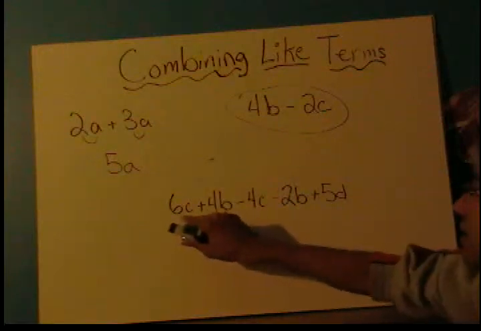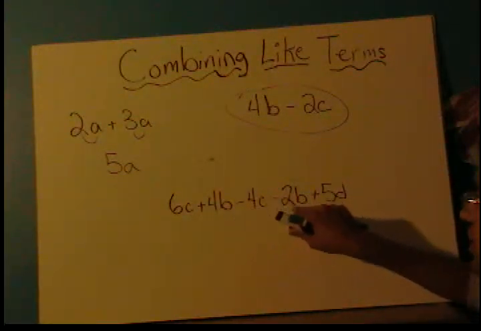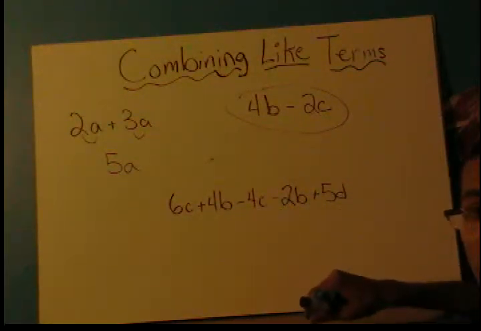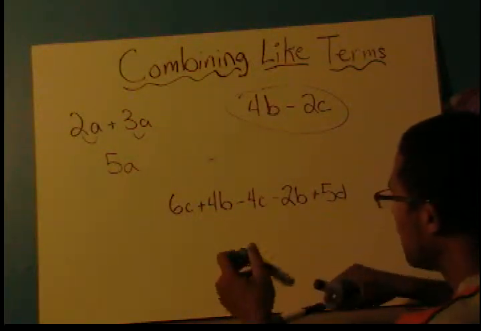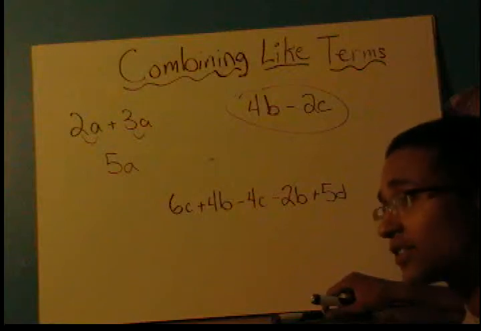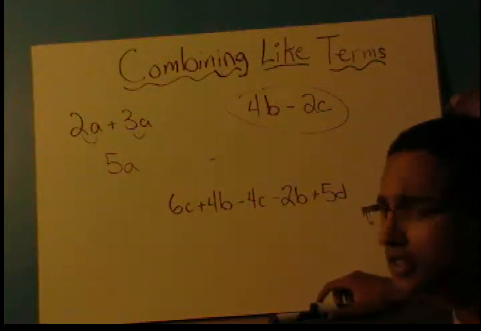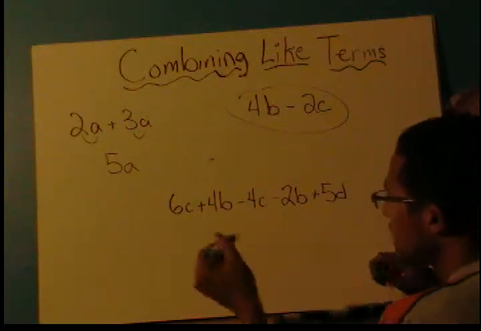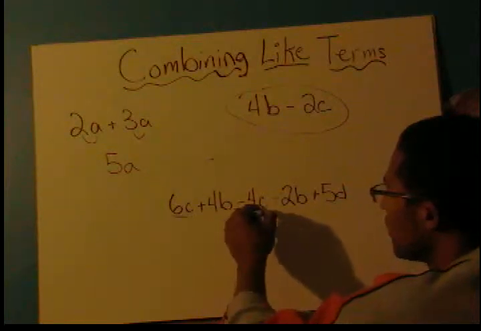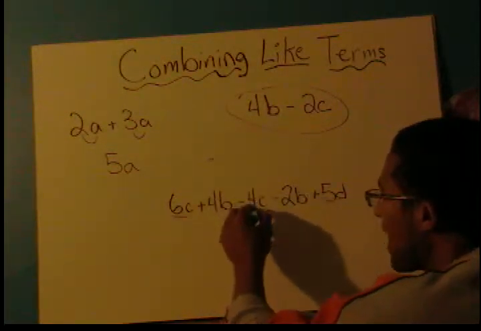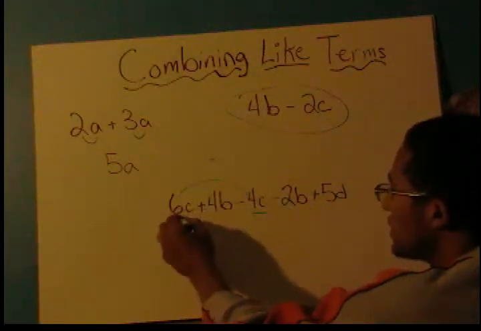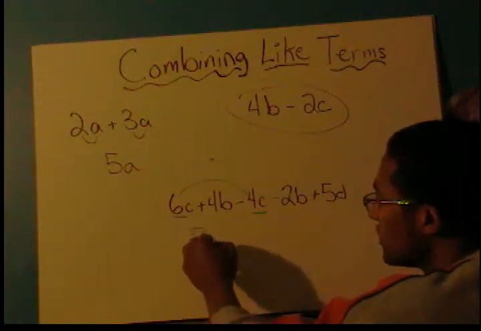We have 6c plus 4b minus 4c minus 2b plus 5d. So what we want to look at is, try underlining. That always helps me. So, 6c is going to go with 4c. Notice it's a minus 4c, so be careful. So 6c minus 4c is 2c.